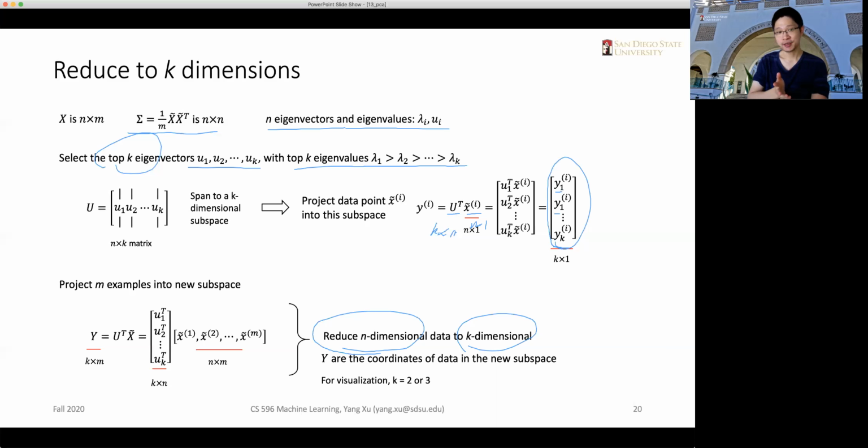It comes with a price because we removed some unimportant principal components. We only select the top k, and the rest of the n minus k principal components are removed. So in theory, there's some loss of information. Okay, but we will find that if we select k to a relatively bigger value, say the top 10 dimensions maybe, then the loss of information is quite small.